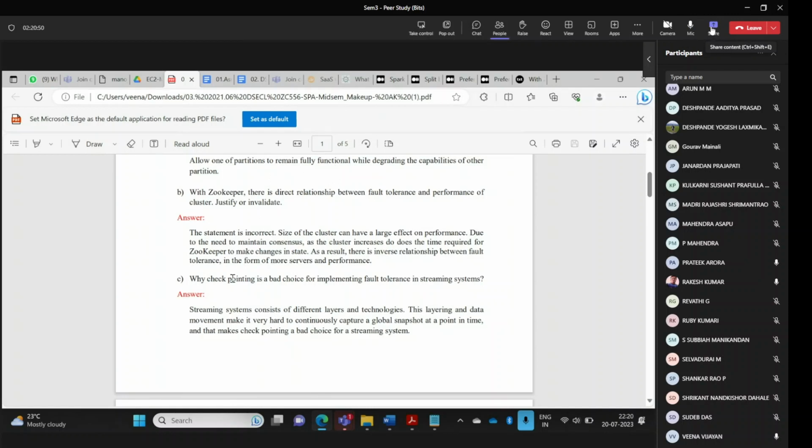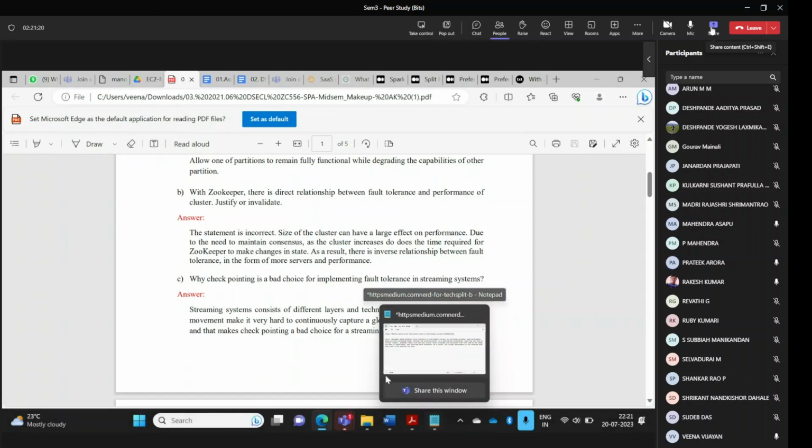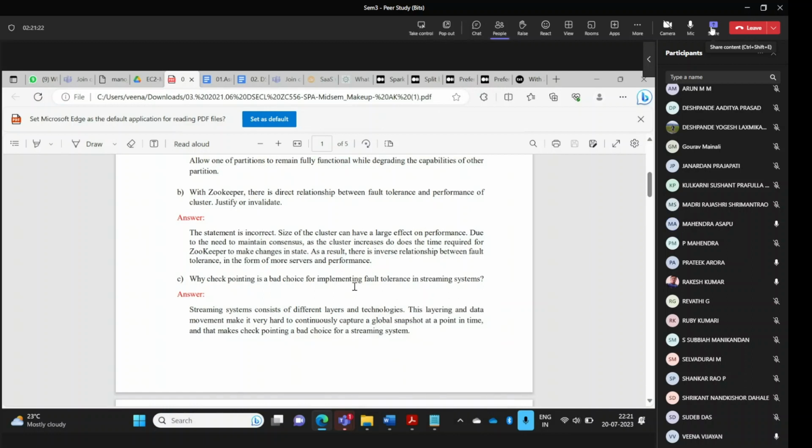But the Zookeeper, we cannot install Kafka without installing Zookeeper. This is what I am reading on the web page. But the answer says that it is incorrect, and this seems to be wrong. This is a PDF, I am not able to edit it. This is the statement, but this is the answer provided by the team. Provided by whom? Made-up answers. This will be in a blog.